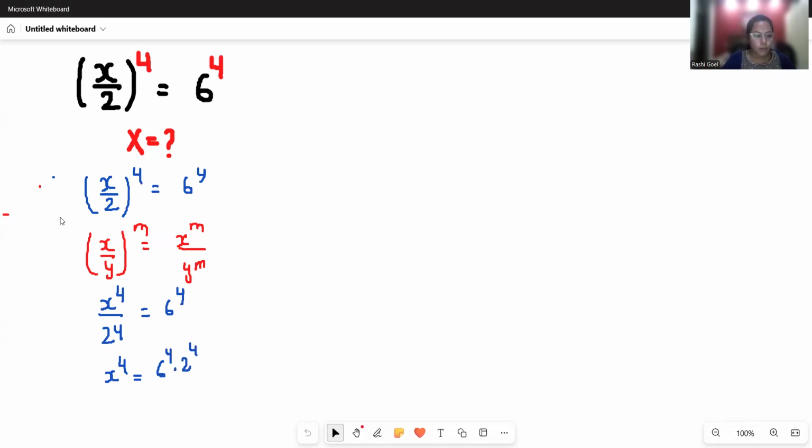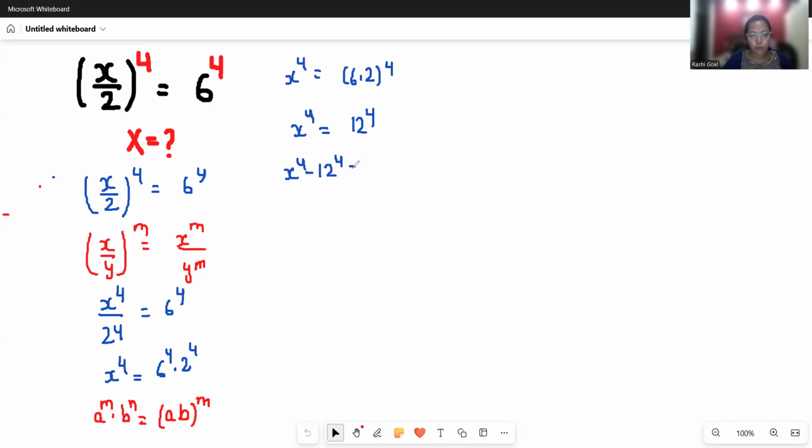Now another exponent rule, a^m times b^n, we can write it as (ab)^m. So this becomes x^4 equals (6 times 2)^4. So x^4 equals 12^4. So x^4 minus 12^4 equals 0. This x^4 I can write as (x^2)^2. Similarly (12^2)^2 equals 0.